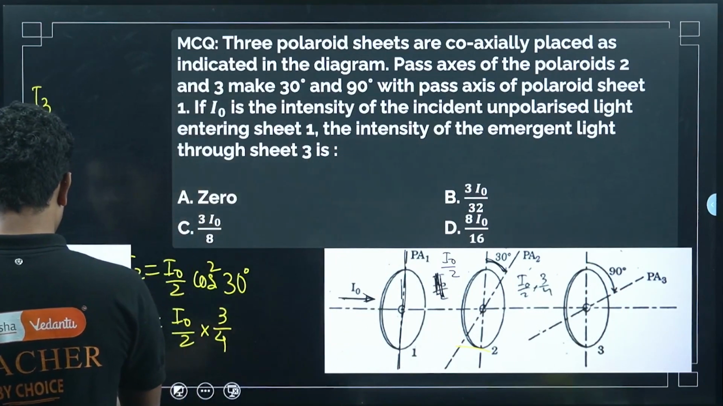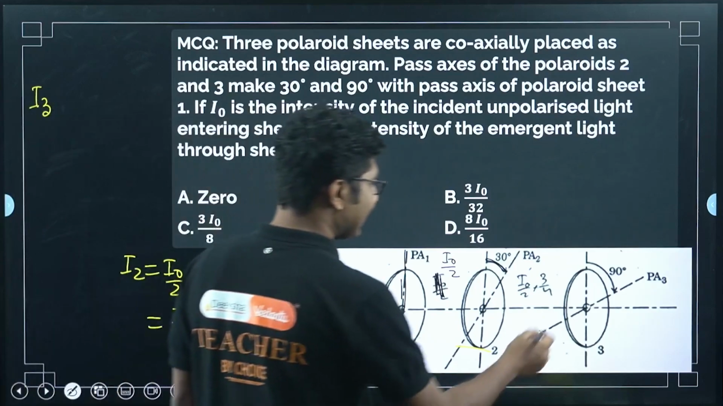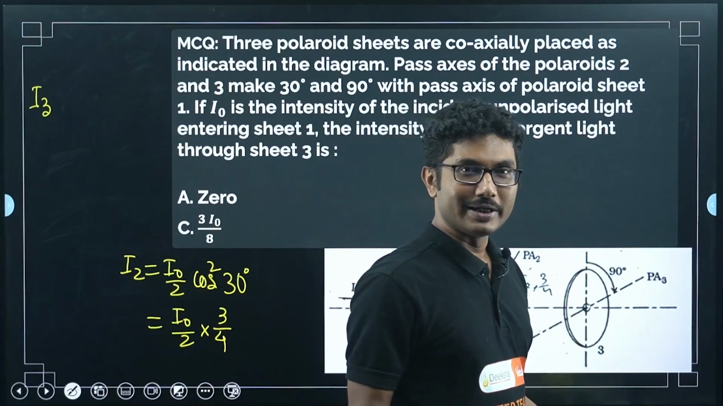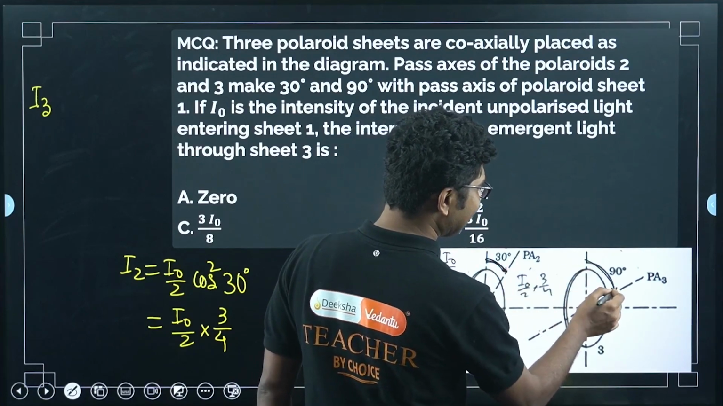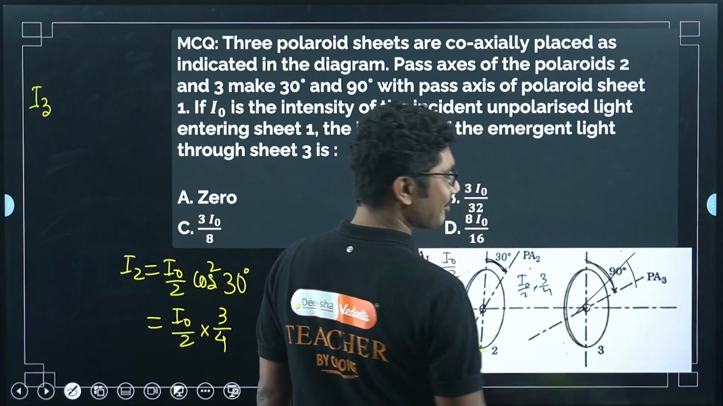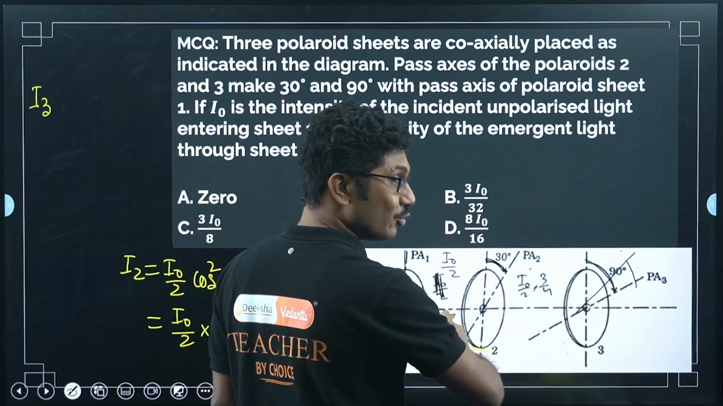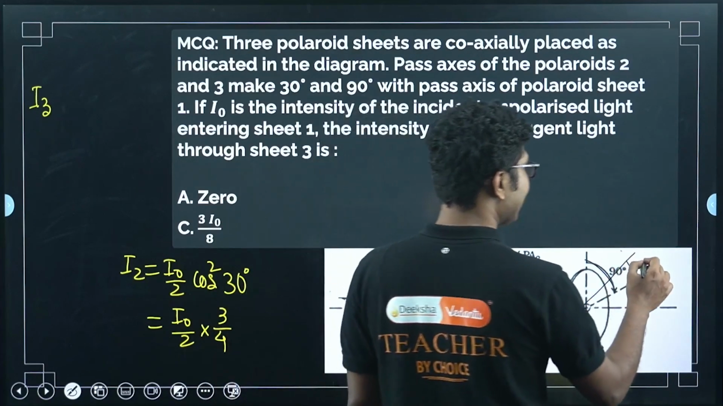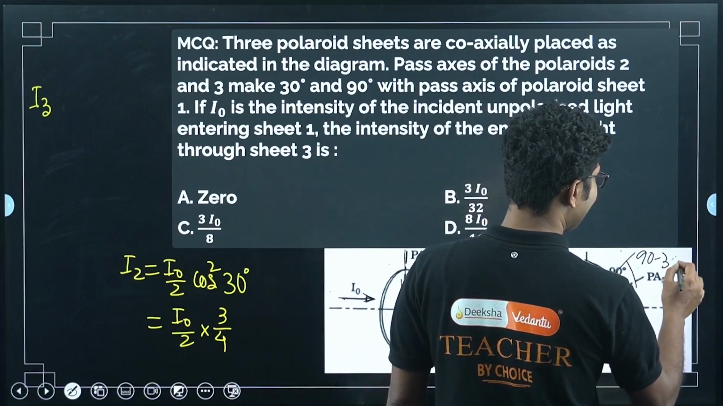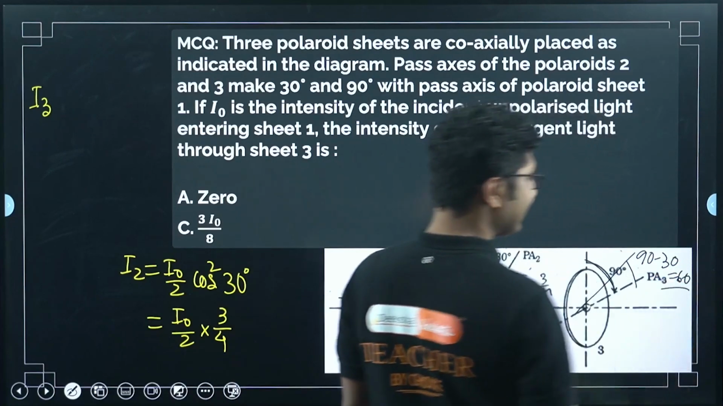If the angle is 90 degrees, now it will be 0 degrees, right? Cos 90 is 0. So this angle is 30. This angle is 90. This angle is important. What is the angle between two consecutive Polaroids? The angle between two consecutive Polaroids is 90 minus 30. That is 60. Okay, so this is important.